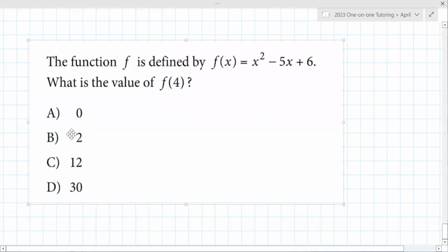Okay. Beforehand, fortunately. Okay, 4 squared is 16 minus 5 times 4 is 20. 16 minus 20 is -4 plus 6 is 2. B. Very good.